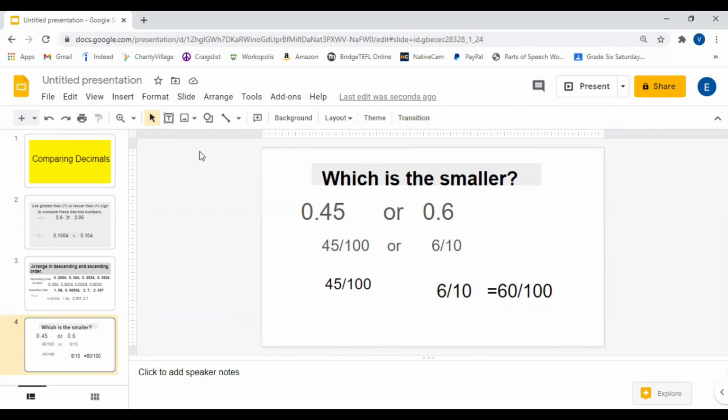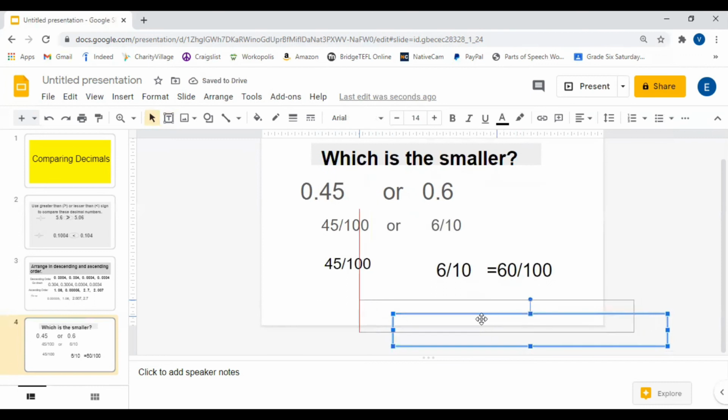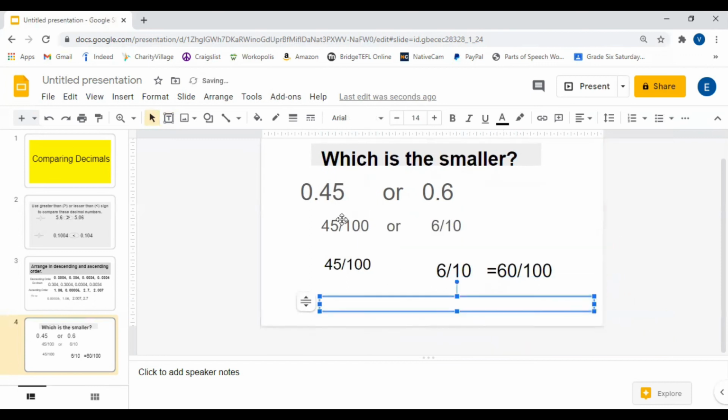So guys, which is smaller? Which is a smaller one? Isn't 45 smaller than 60? So definitely, and 45 hundredths is the same as 0.45. So the smaller one is 0.45.